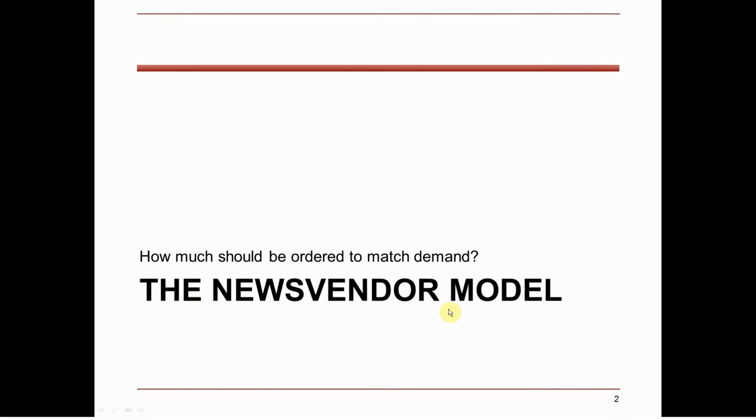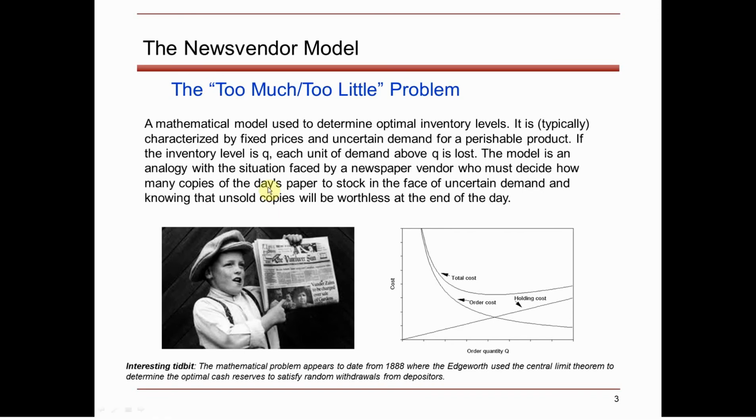Today we're going to talk about the Newsvendor model, which is going to answer the question about how much should be ordered to match demand. It's our first microeconomic model. The Newsvendor model is a very simple but very interesting problem, has kind of an interesting history, but a profound kind of applications. And the idea is about too much and too little.